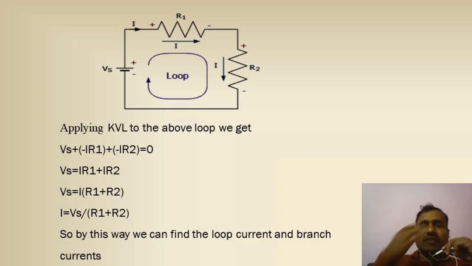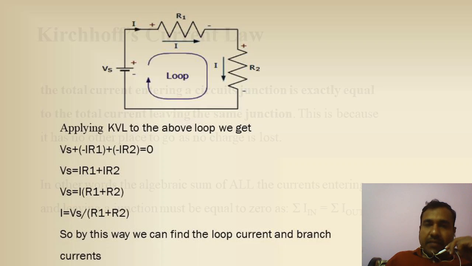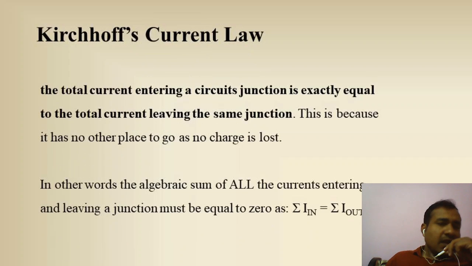So like this we can easily find out what is loop current, what is branch current. So this KVL is very helpful in finding out loop currents and branch currents. Now one more important law is given by Kirchhoff, that is called Kirchhoff's current law. Now this law states that the sum of the currents entering the junction is equal to the sum of the currents leaving the junction.